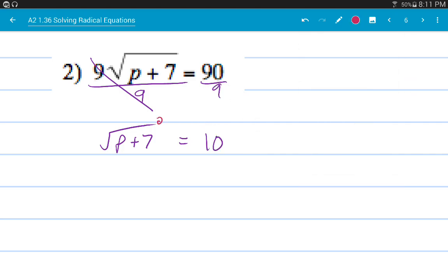I'm going to square both sides because it's isolated now. Square and the square root cancel. I wanted to square on the left to get rid of the square root, but I had to square on the right as well in order to balance out the equation. So p plus 7 equals 10 squared, which is 100. And I'll minus 7, minus 7. P equals 93.